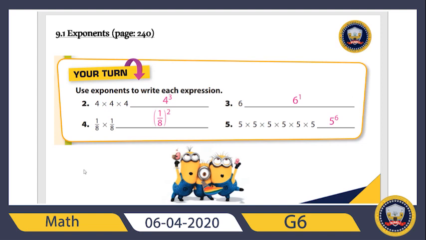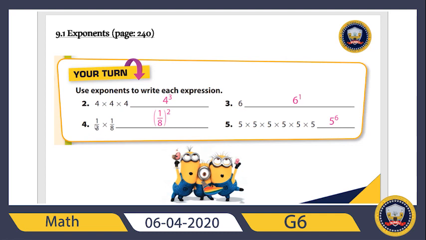Okay, 4 times 4 times 4. What is it? My base is 4. Very good. What is my power? It is 3. Why? Because I repeated 4 3 times. So this number is 4 cubed, or we say 4 raised to the 3rd power. Okay.